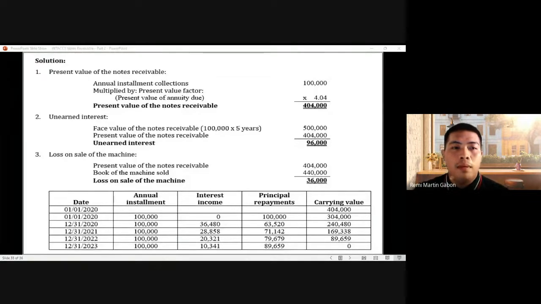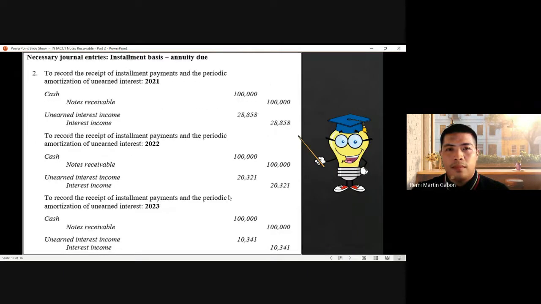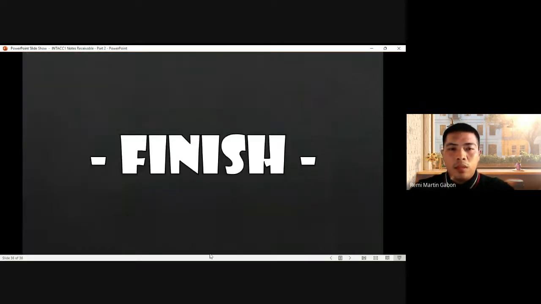Hindi natin alam. Okay, so 96,000. So, everything else are balanced out. Ayan. So that concludes our discussion for notes receivable and for non-interest bearing notes receivable.